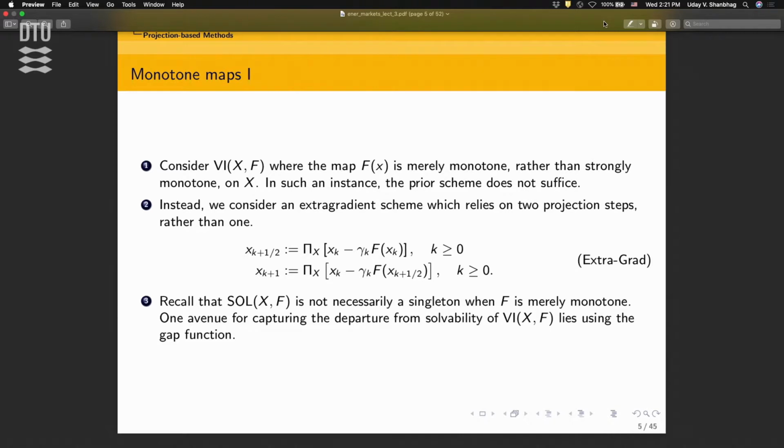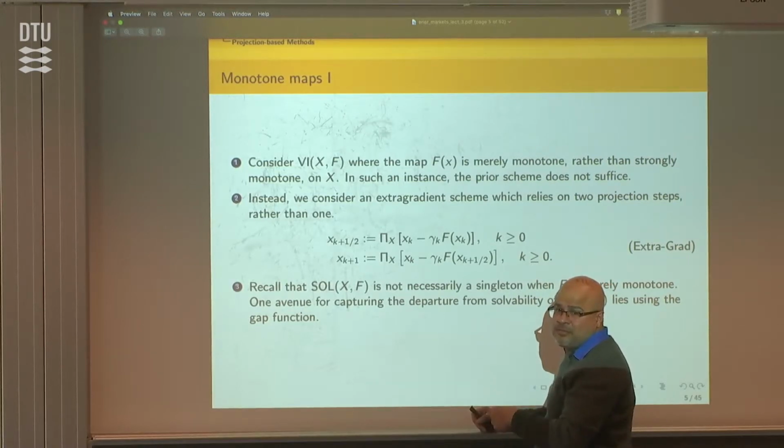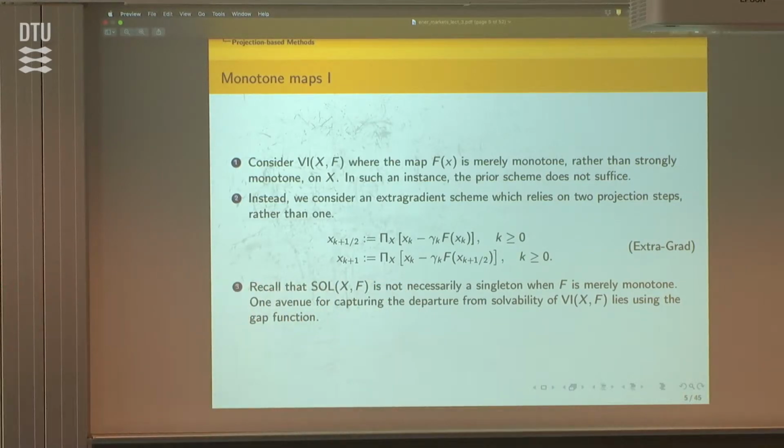Here is a very classic scheme that was presented by Korpelevich. I believe this was in the 60s or 70s, and it's called the extragradient scheme. The extragradient scheme allows you to deal with monotone maps, but it requires two projections. So let's see what we're doing. In our first projection, we do exactly what we did before. The second projection uses the value of the first projection in evaluating the map, but uses the initial iterate to start. Let me draw that so you have an understanding of what it means.